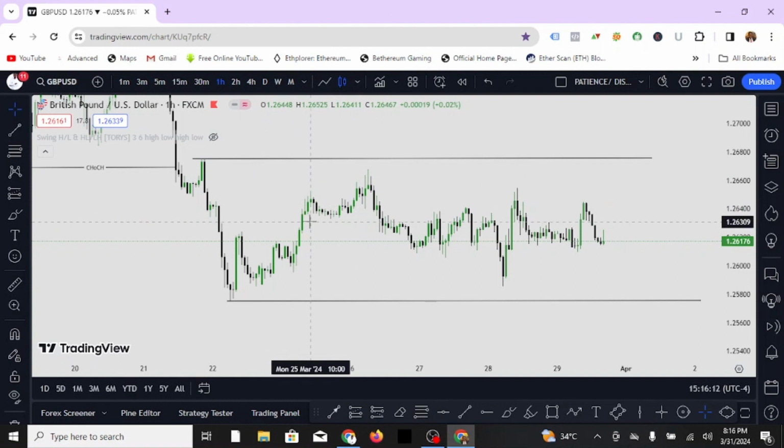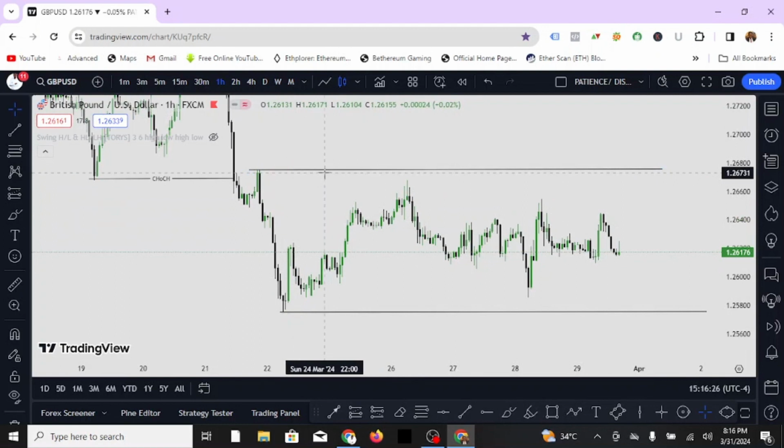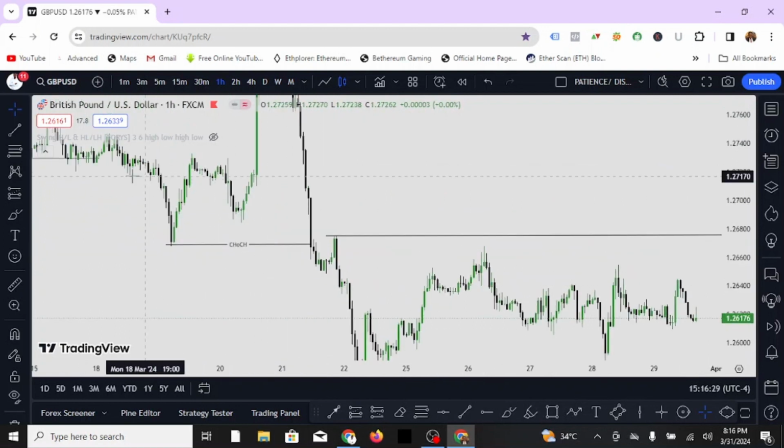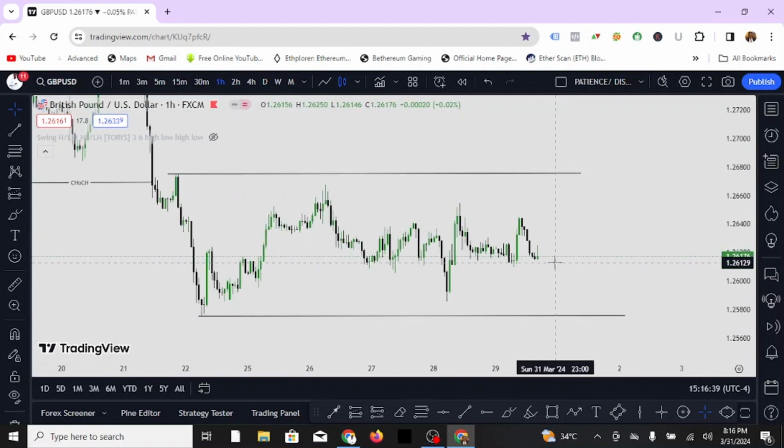For instance, what you're seeing on your screen right now is a technical analysis of this particular currency pair. This is GBP/USD. So this is a technical analysis. It means that all of these lines that you're seeing drawn here carry information. This is telling me something about this price, and this line here is also telling me something about this price movement. This is what we call technical analysis.